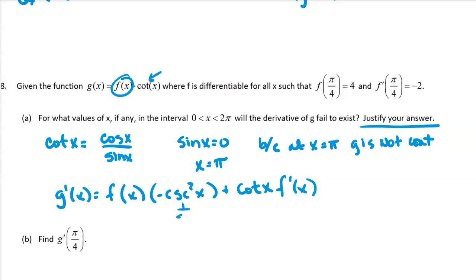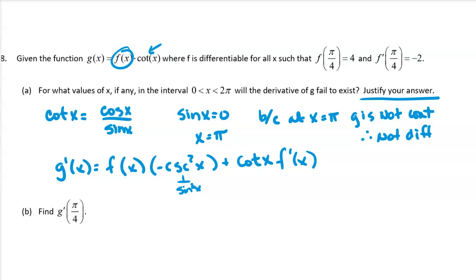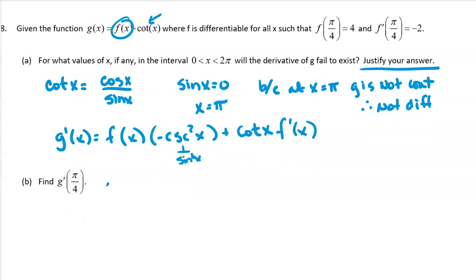Cosecant is 1 over sine squared, so we would still be dealing with pi. We don't have any new denominators. We just have sine, so we're going to call it good. Here's our answer. G is not continuous, therefore not differentiable. And we've taken the derivative and seen that we didn't lose any other values of x. We've already got g prime, so let's finish this up.